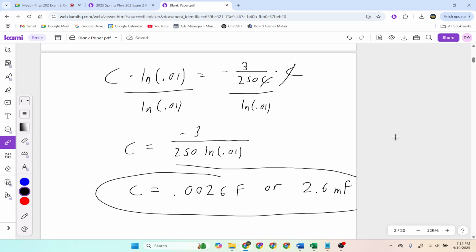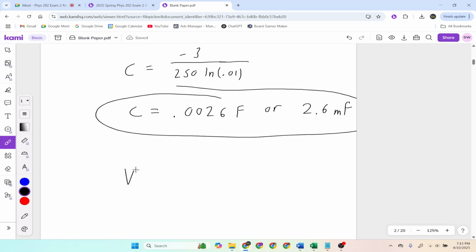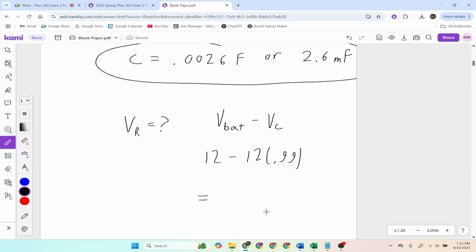Okay. One final bonus question for you. At this moment in time, what's the voltage in the resistor? Well, you don't need any fancy formula. You just have to remember it's V battery minus VC. V bat was 12. VC was 12 times 0.99. You just plug this in a calculator. I did not do this because I just thought of this question now. But it's going to be 0.12 volts. Very small. That's if they asked for the voltage in the resistor. That's how you do it. Any questions?